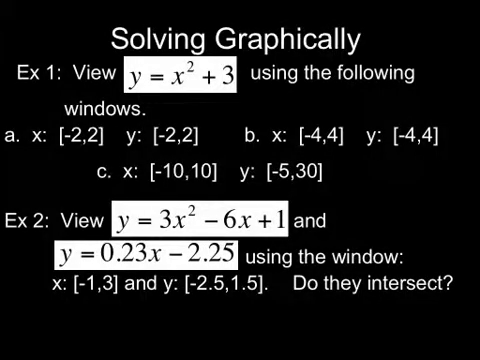In example 2, we want to look at two different functions and see if they intersect. The first function is y equals 3x squared minus 6x plus 1. The second function we want to look at is 0.23x minus 2.25, and we want to use the viewing window using the x values from negative 1 to 3, and then the y values from negative 2.5 to positive 1.5. And the question is, do these functions intersect?